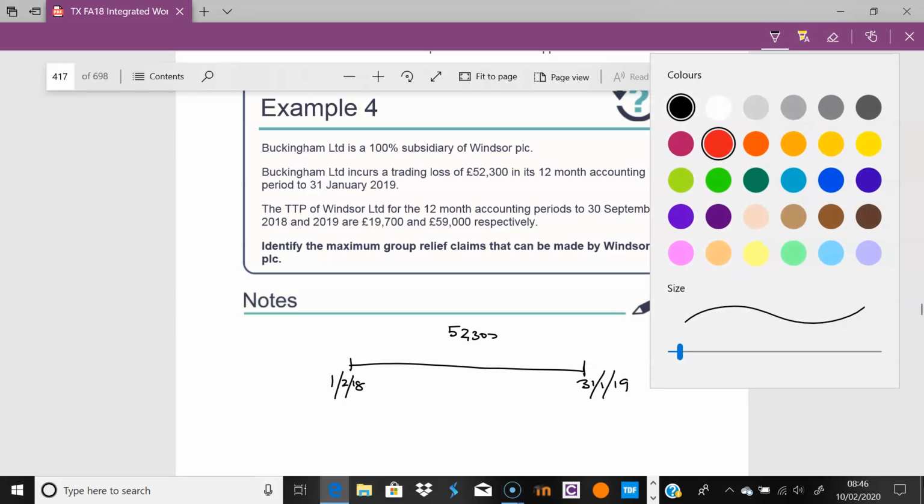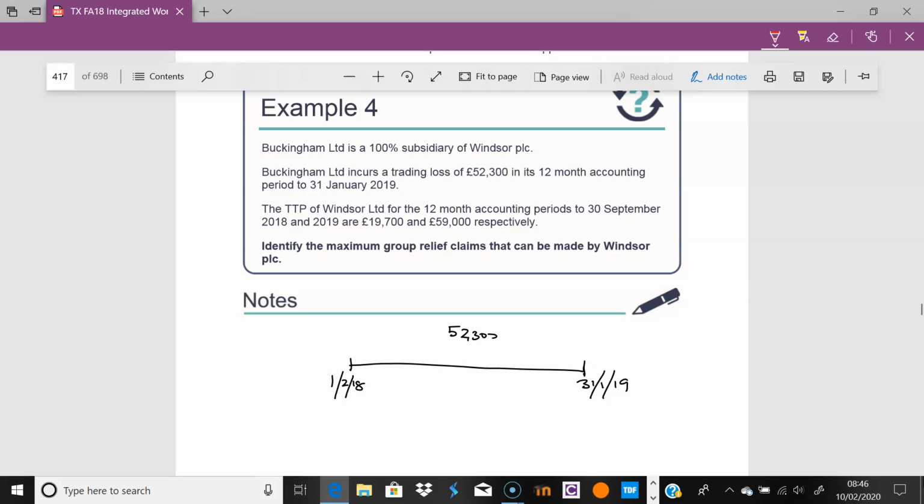I will change my pen color and go here. What we now have is a total taxable profits of Windsor for the 12-month period. So now this is the loss. Now I have a parent company, yes, Windsor is the parent. So subsidiary, parent. And the parent, you can see here, has a 12-month period to the 30th of September. So these guys start on the 1st of October 17 to the 30th of September 18. Of course, there's a second period here that goes to the 30th of September 19.